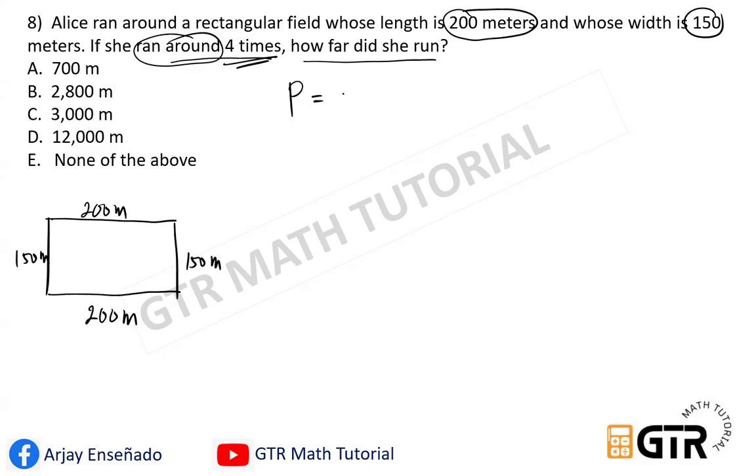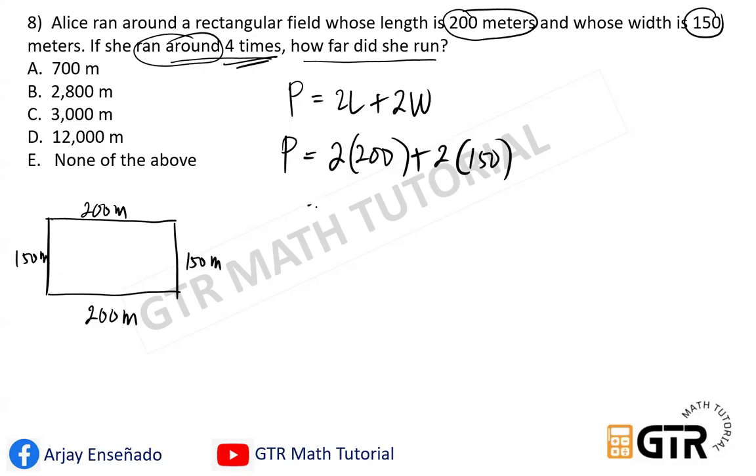The formula for perimeter is 2L plus 2W. So therefore, the perimeter is 2 times the value of L, which is 200, plus 2 times the value of the width, which is 150. So the perimeter is 2 times 200, we have 400 meters, plus 2 times 150, we have 300 meters. Therefore, the perimeter is equal to 700 meters.